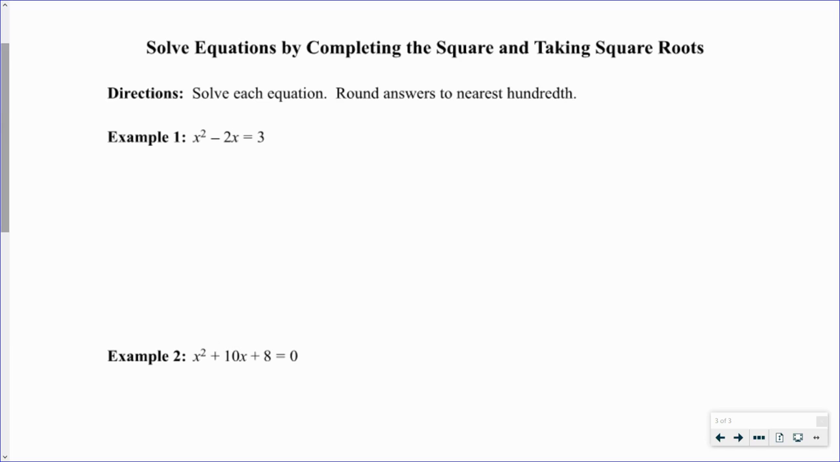In the previous video, you practiced just completing the square on random expressions. You basically took quadratic expressions and found a constant term that made that quadratic expression a perfect square trinomial. Now we're actually going to use that idea to help us solve equations. So let's take a look at this first one. Example number one is x squared minus 2x equals 3. So how do we do this?